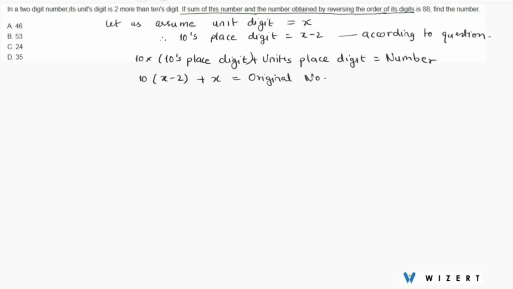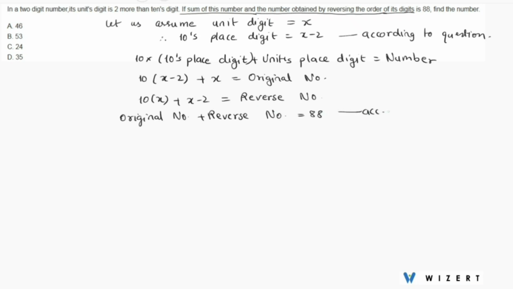And then the number obtained by reversing the order of its digits will be 10 multiplied by x plus (x minus 2). This will be the reverse number. We are given that the sum of these two numbers is 88. Original number plus reverse number is equal to 88 according to the question.